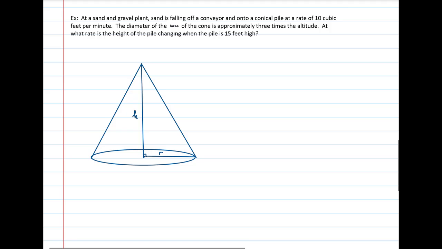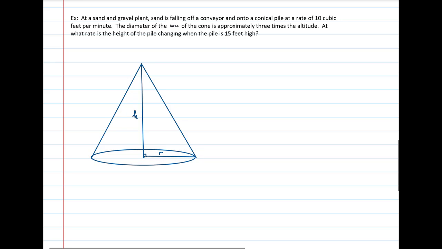All right, guys, here's another example where we have a sand and gravel plant. Sand is falling off a conveyor and onto a conical pile at a rate of 10 cubic feet per minute. The diameter of the base of the cone is approximately 3 times the altitude. At what rate is the height of the pile changing when the pile is 15 feet high?